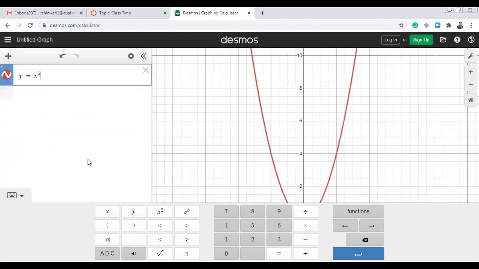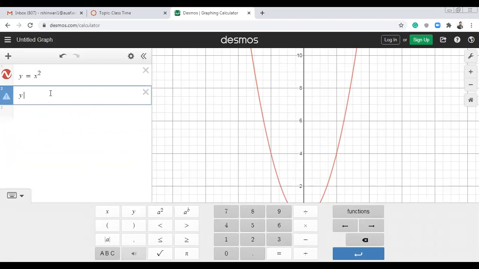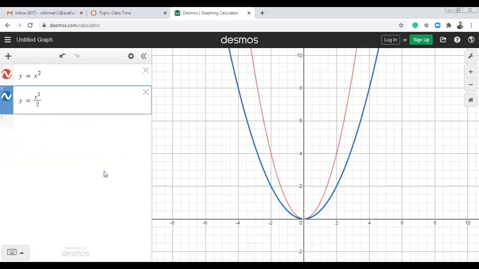If we have a function y is equal to x square, you can see the graph. Now what will happen if you divide by a number? Y is equal to x square divided by 2. Can you see the graph is expanding?